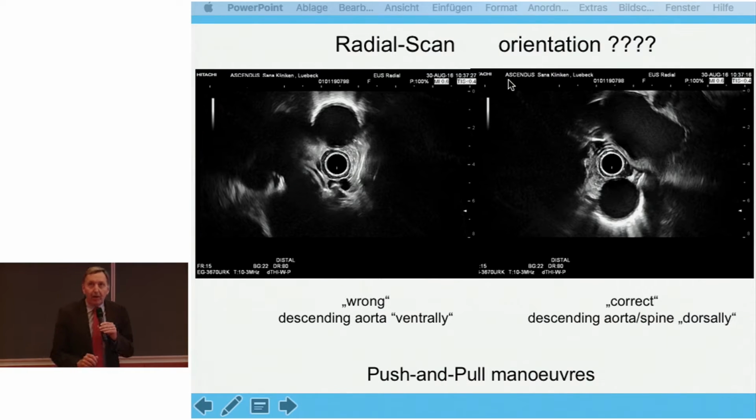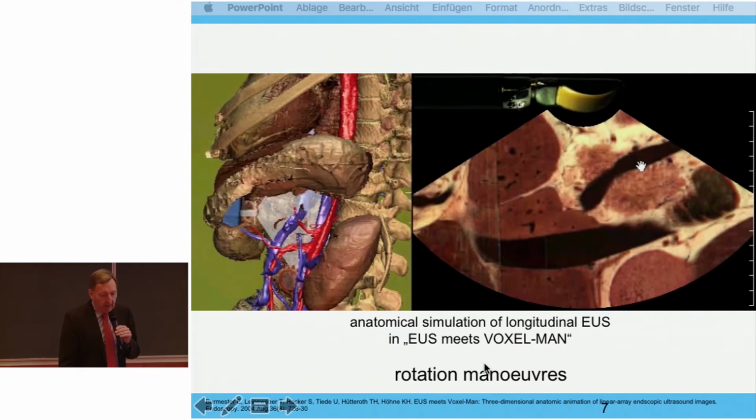In radial US, I recommend always to rotate the instrument so that the spine and the aorta are located at the 6 o'clock position. This is much easier for the orientation. So you have a similar orientation in transverse sections like CT scan. In radial scan, you have more push and pull maneuvers to find your reference positions.